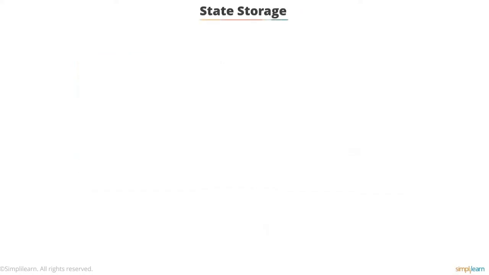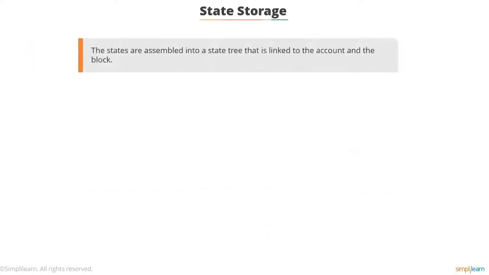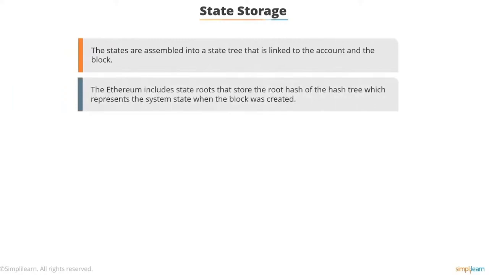State storage. The states are assembled into a state tree that is linked to the account and the block. Ethereum includes state roots that store the root hash of the hash tree, which represents the system state when the block was created. Now we will take a look at the step-by-step process to see how Ethereum stores transactions.